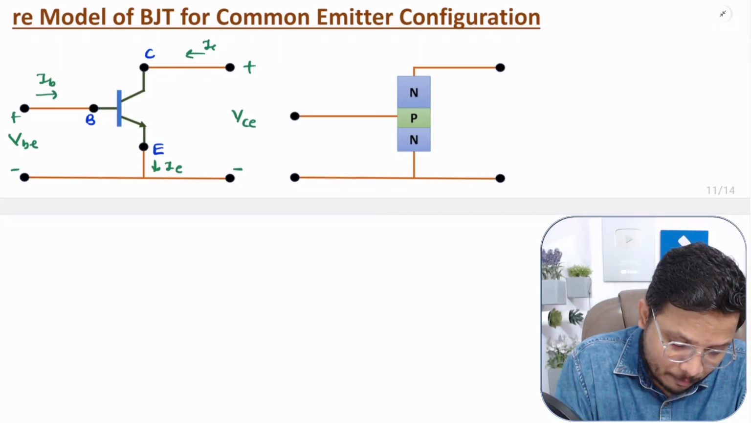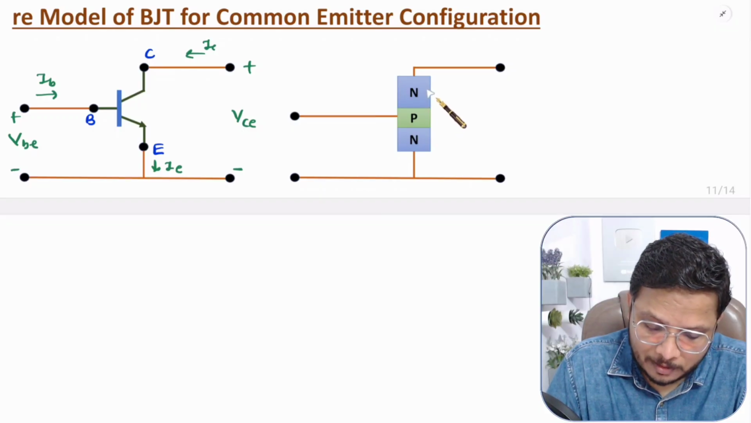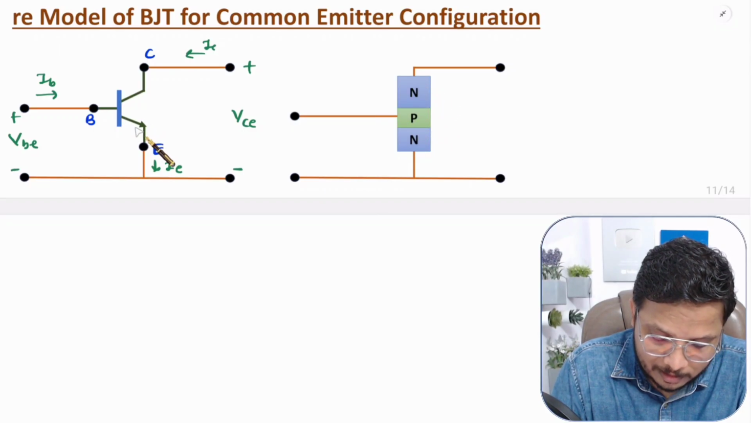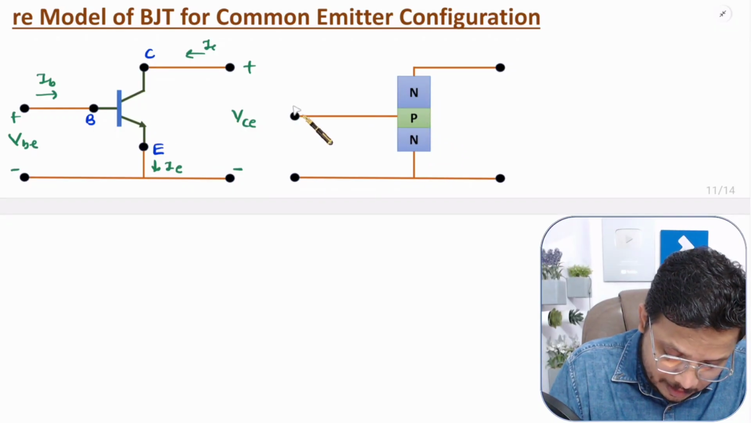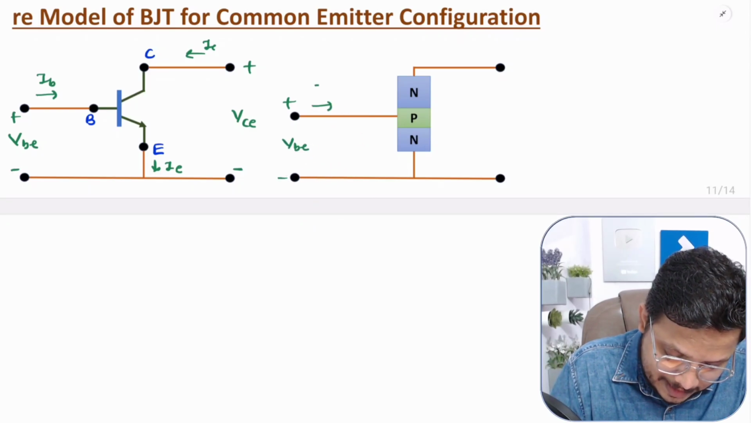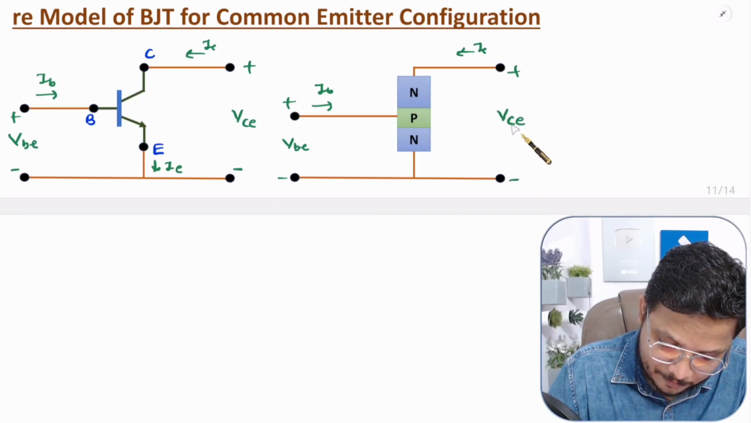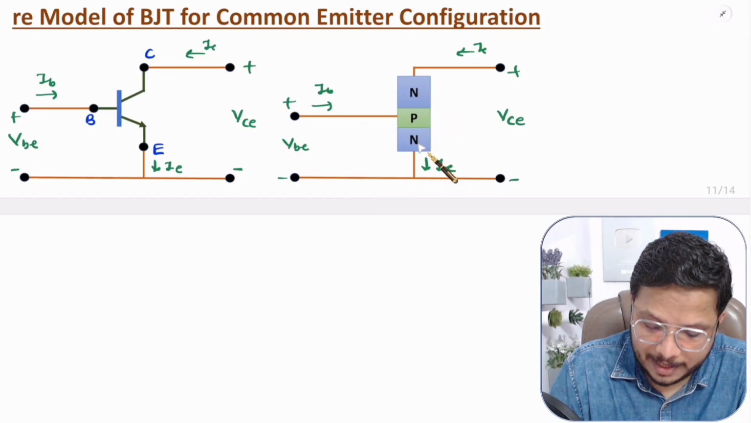Now to have the RE model, instead of this transistor, I am showing you an NPN transistor. This is an NPN transistor, the arrow is outward. It has potential VBE, the current here is IB, here the current is IC, the potential here is VCE, and here the current is IE. But here I have shown you NPN.